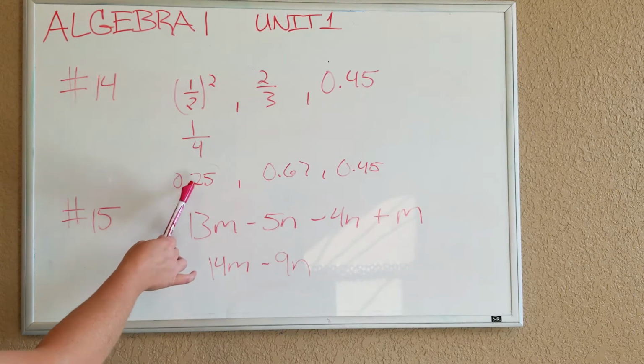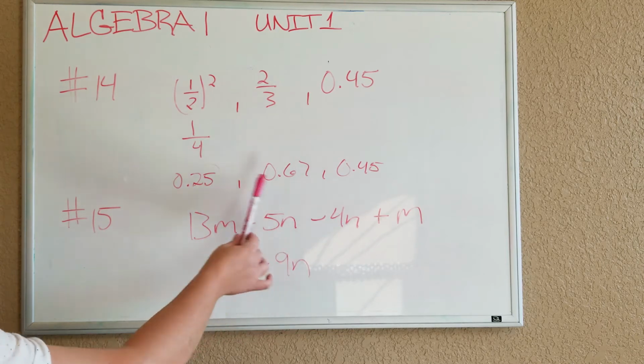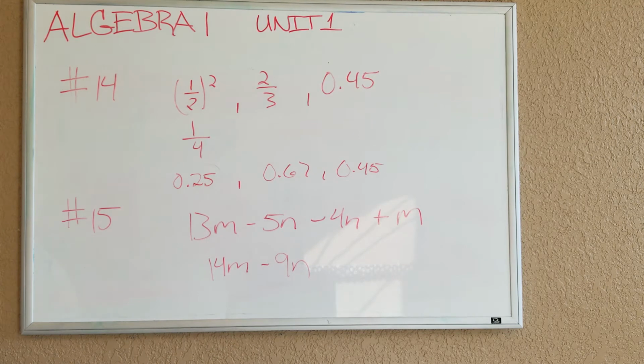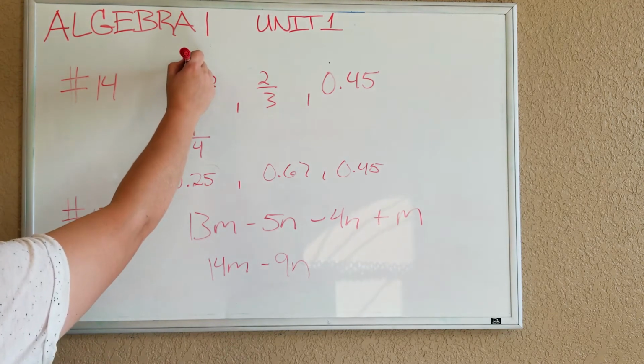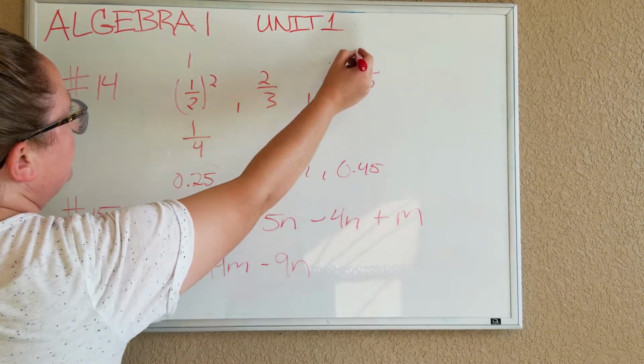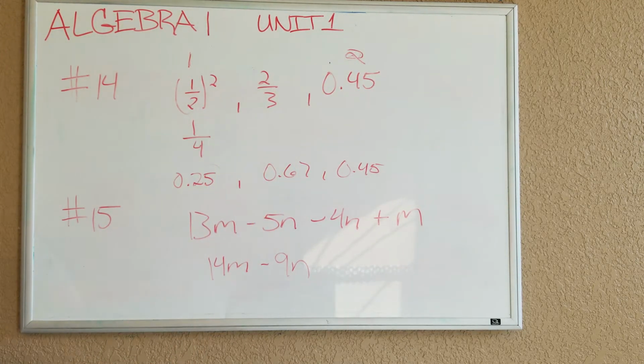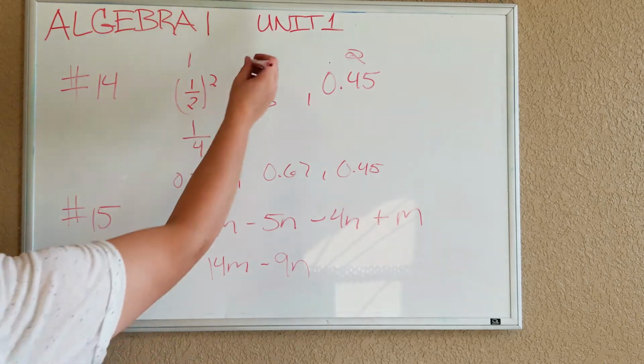The smallest is going to be 0.25, then 0.45, and then 0.67. So the smallest is actually this one. The second smallest is this one. My dry erase marker is going to go out. And my third smallest is this one here.